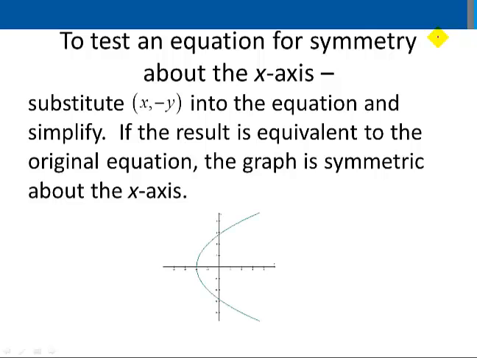Here is a graph that is symmetric about the x-axis. Note that if the point x, y appears anywhere on the graph, the point x, negative y must also appear on the graph.